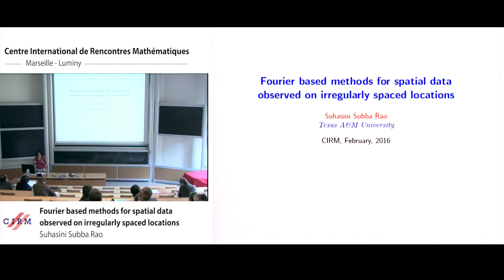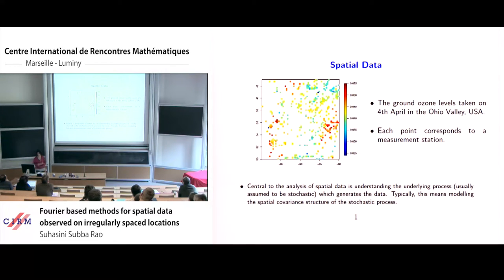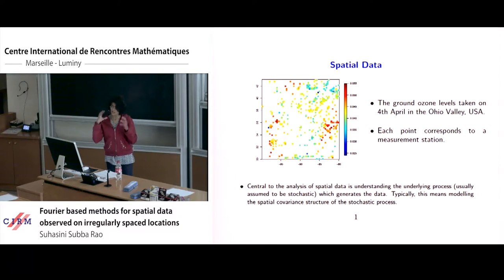To motivate the type of models and the situation I'm looking at, I want to start with some real data. This is the ground ozone data in the Ohio Valley in the USA. If you go to something like the Environmental Protection Agency, you can get this type of data.